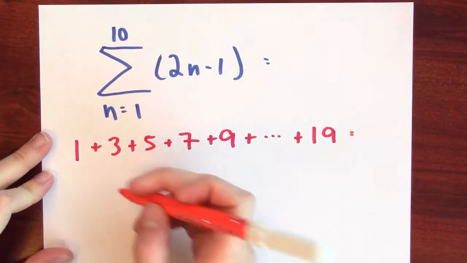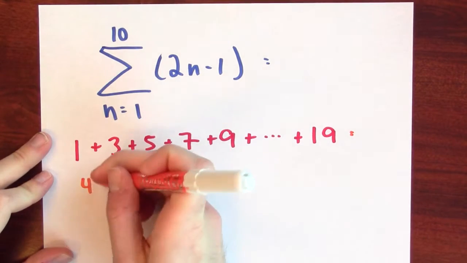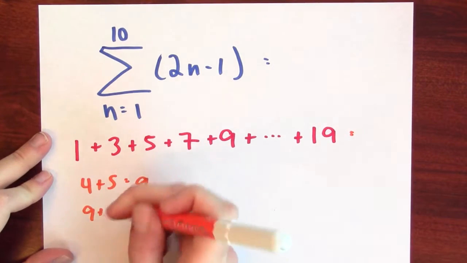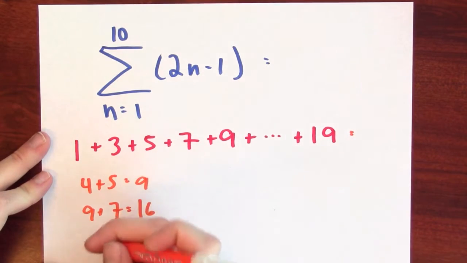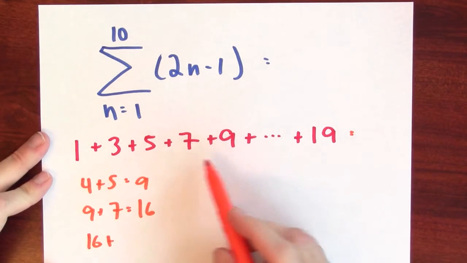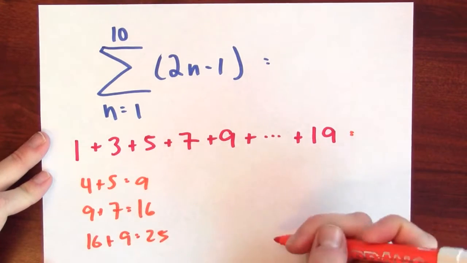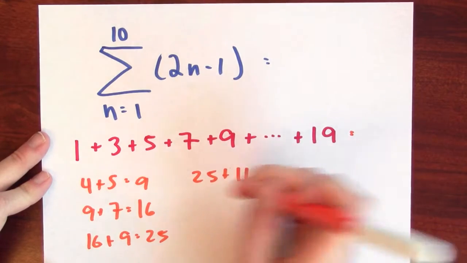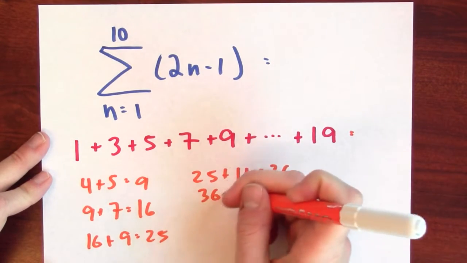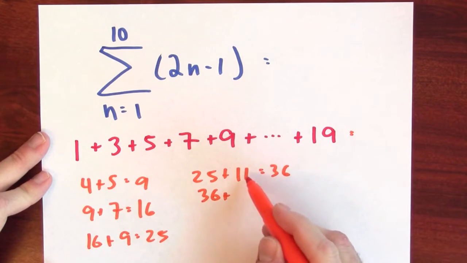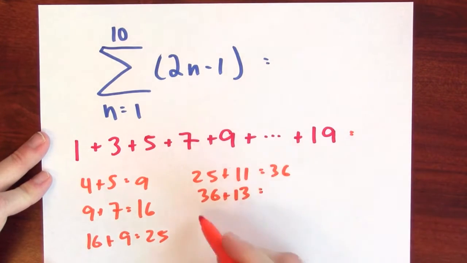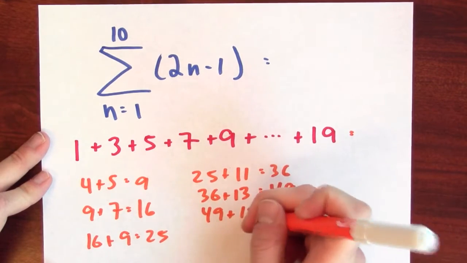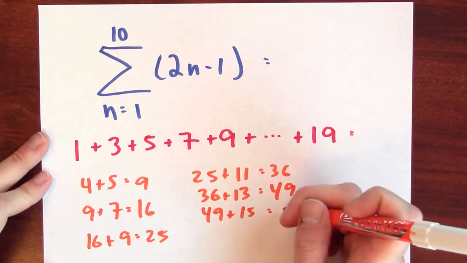1 plus 3 is 4. 4 plus 5 is 9. 9 plus 7 is 16. 16 plus 9 is 25. 25 plus, what's the next number in this list, is 11. 25 plus 11 is 36. 36 plus the next number that would come after 11, and this is 13. 36 plus 13 is 49. 49 plus the next number is 15. 49 plus 15 is 64.